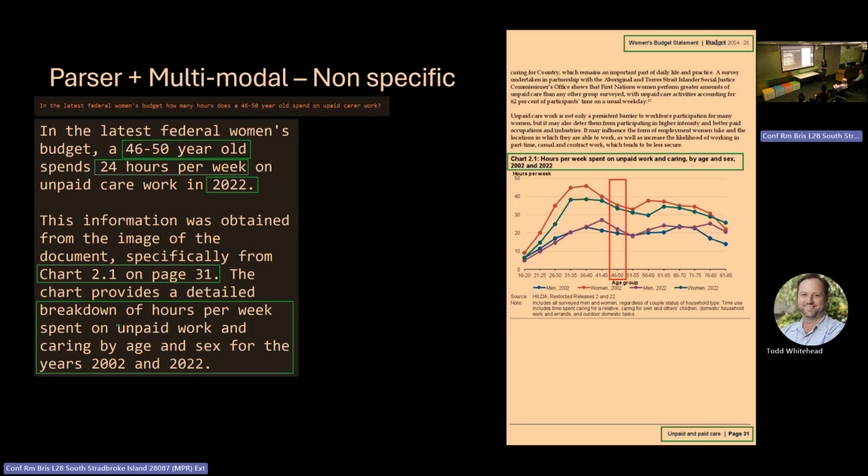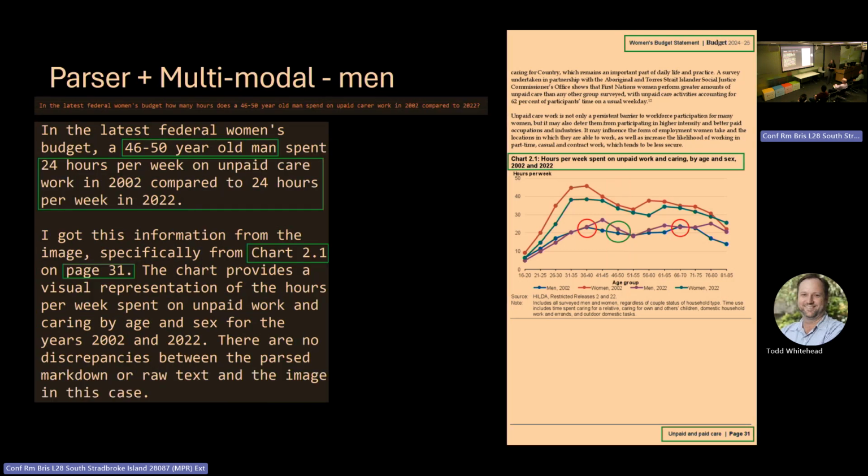When I first glanced at it, because I went with non-specific, I was like, oh, 24 might be about right. But when I looked at it, it really should be in the high 20s. So I don't think it quite got that one correct. So I decided, let's be very specific and ask it for the men specifically. For this one, it's come back and said in between those two years, it was 24 hours for both. So this is the correct one over here. So they were different, and I think it's read one of these two instead.